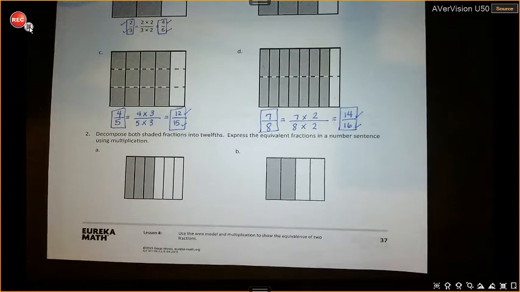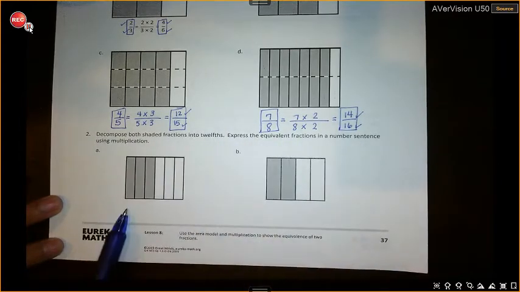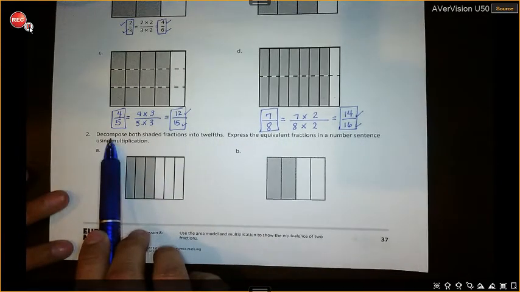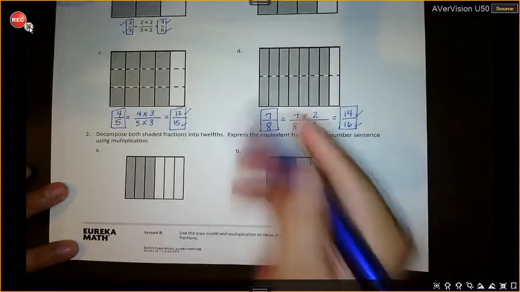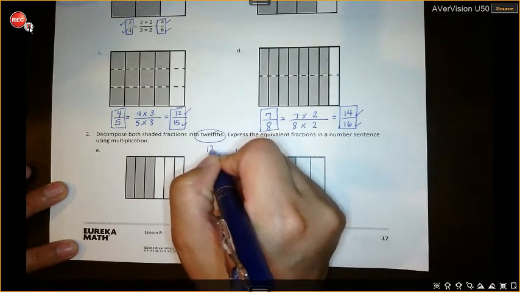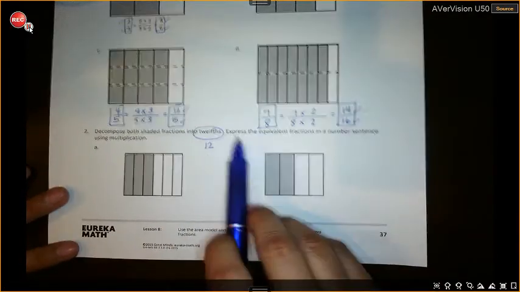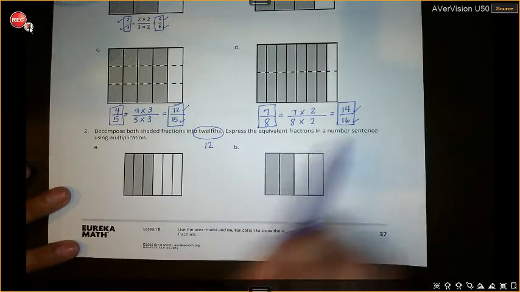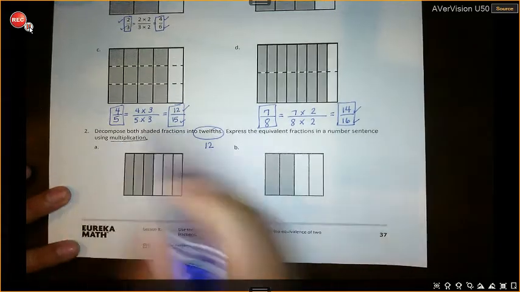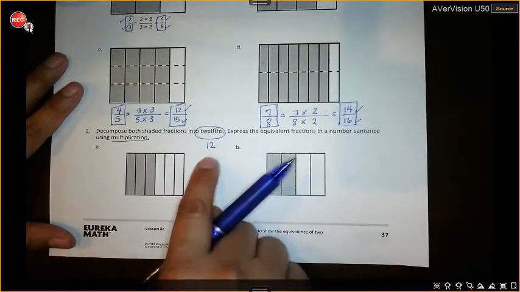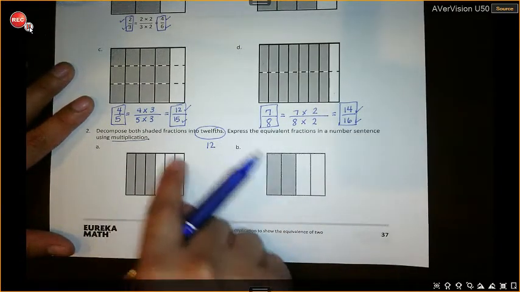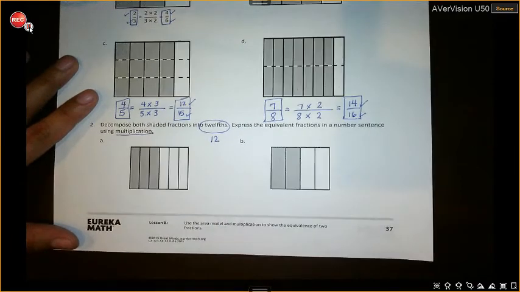Okay, boys and girls, now we're going to focus on section number 2. Decompose, which means, what does decompose mean? Yes, break apart. Break apart both shaded fractions into 12s. So we're working with 12s. Express the equivalent fractions in a number sentence using multiplication. Okay, since you're going to have to make these into 12s, but first, let me write the fraction that this model represents.